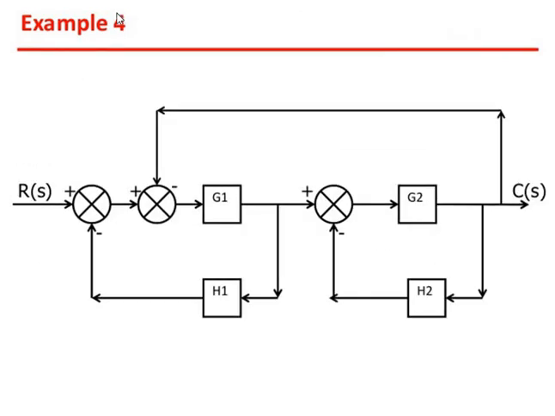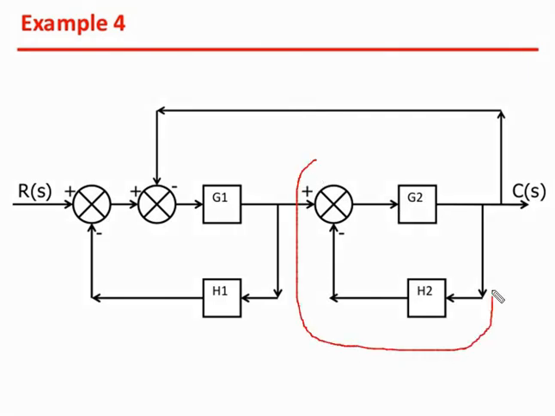Consider example 4. Rule 1 applies for the series connection of two blocks, but here there is no series connection of any two blocks, so we can't apply rule 1. Rule 2 applies for the parallel combination of blocks. Here there are no blocks connected in parallel, so we can't apply rule 1 and rule 2. Rule 3 is applicable to eliminate the feedback path.